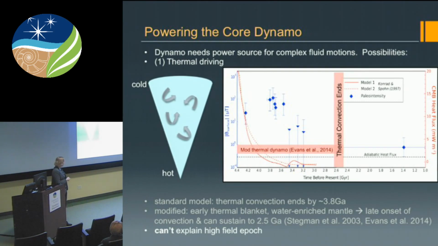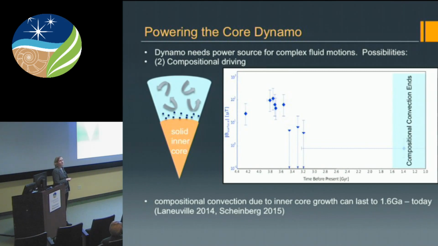Okay. So if that's not going to work for us, then the next thing we typically try is compositional driving. So the idea here is that if you have a solid inner core forming as the moon is cooling, then you're going to preferentially release light elements at the inner core boundary, and those can drive convection in the outer core as well. Okay? And if you do this with simple thermal evolution models, you can find that the compositional convection can last for this entire time and drive a dynamo through this entire time. So that's good. In fact, some of the models continue lasting until today, which is bad. Okay? So you need to tweak your model a little bit so that it actually stops working eventually.